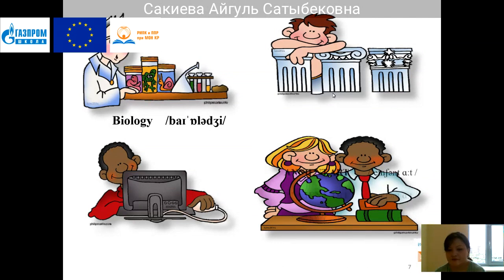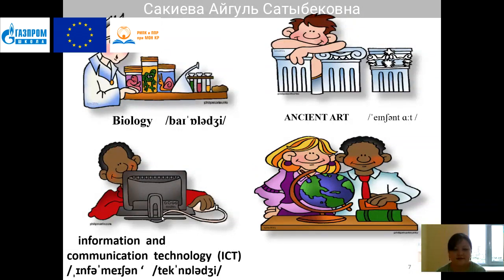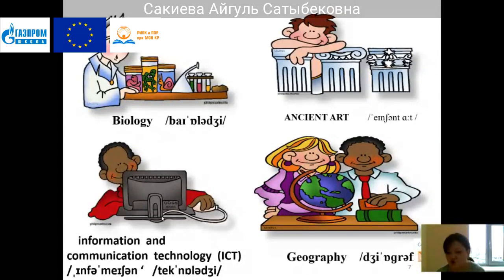History. This is ancient art. Okay, next one. The person is working on a computer. What subject is it? ICT. Yes, ICT, you're right. This is information and communication technology. Sometimes we call it just IT, information technology, but ICT is also correct. And what about the last subject? Geography. Yes, geography. You're right, Sanjar.